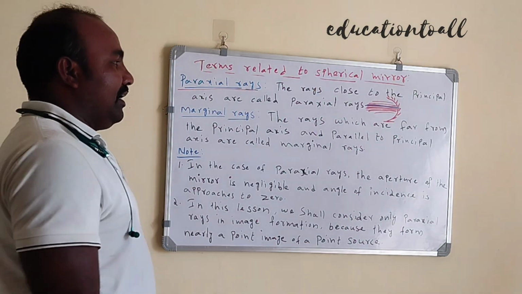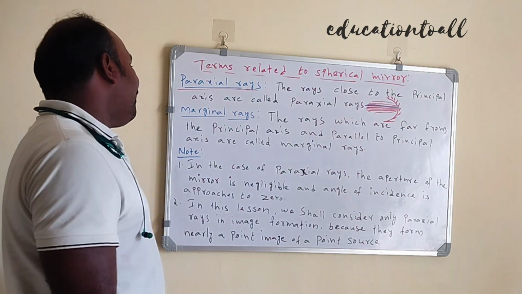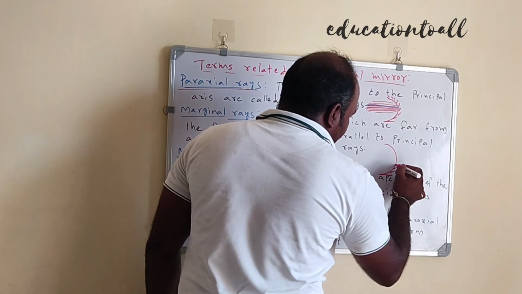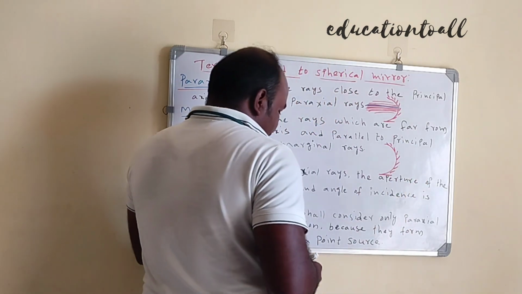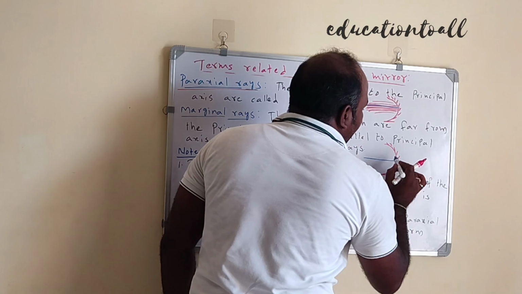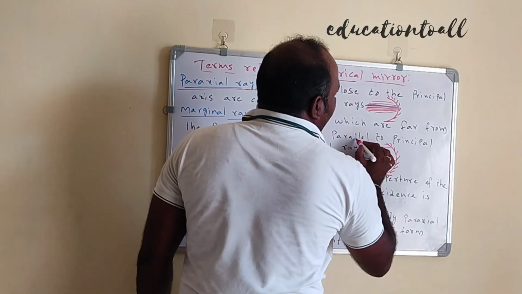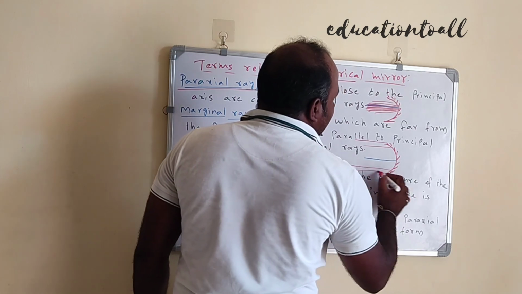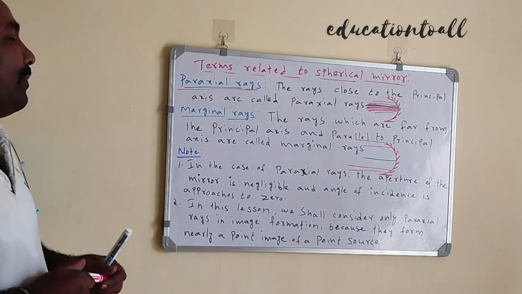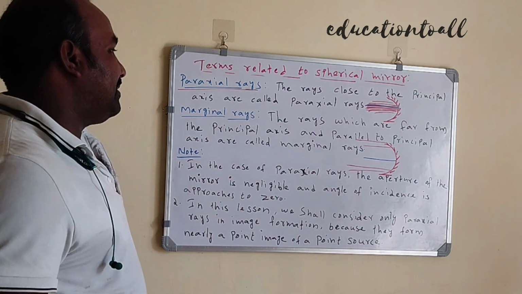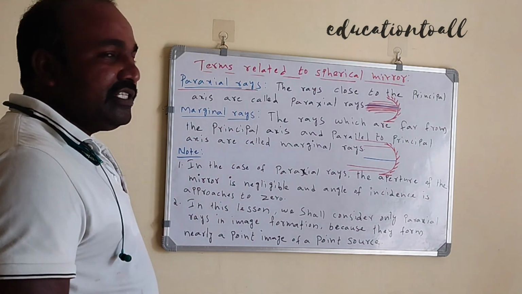Next, marginal rays. These are the rays which are far away from the principal axis. So this is one concave mirror with its principal axis. The rays which are very far from the principal axis are called marginal rays.